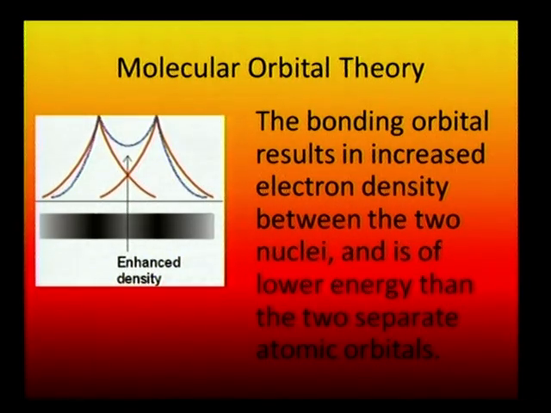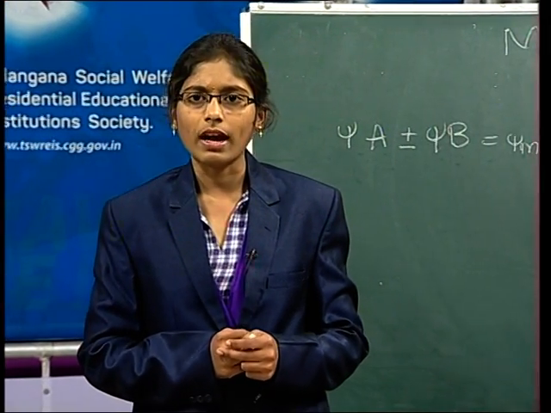The bonding molecular orbital has increased electron density between the two nuclei and is of lower energy than the two atomic orbitals. It has lower energy, which means it has greater stability. And what is anti-bonding molecular orbital? Let us see.